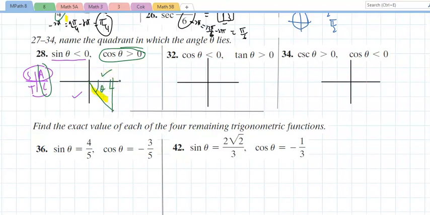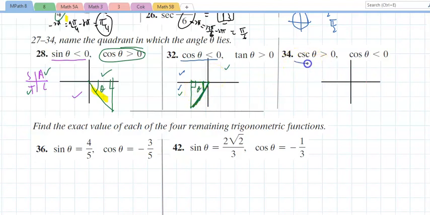A big deal. If I look at number 32, it says cosine is negative. Cosine is the x. It's negative in this quadrant and in this quadrant. Tangent is positive. And do we see where tangent is positive? All of them are positive in quadrant 1 and in quadrant 3. So which quadrant satisfies both of those combined? The angle must be in quadrant 3. And it looks like this. There's the angle. Always between the terminal side and the x-axis. There's theta.